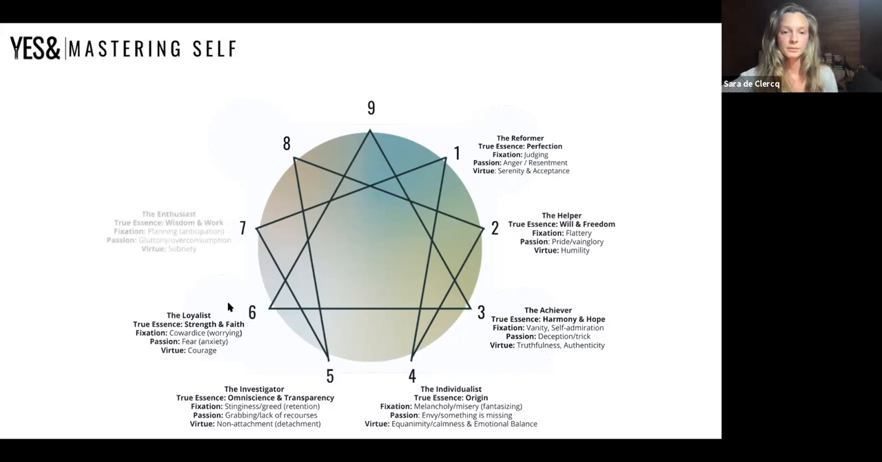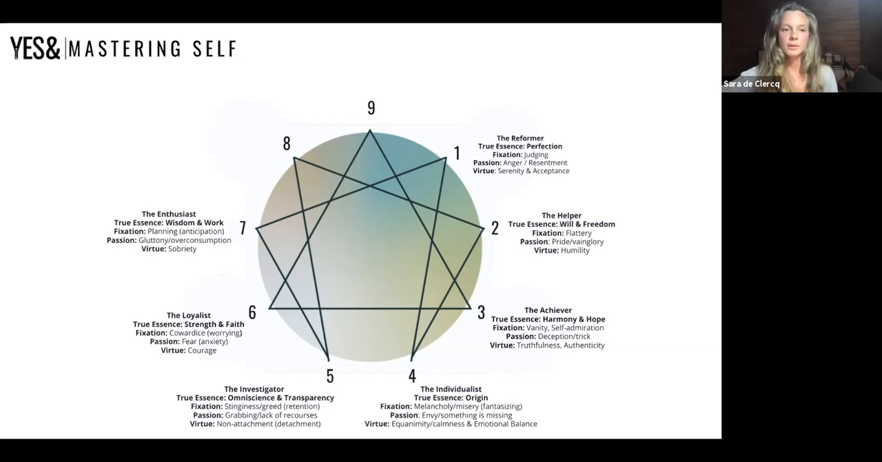Type 7, the enthusiast. The childhood message here: it's not okay to depend on anyone or anything. So the structure for the 7 gets created around, I'm not going to be dependent on anyone and anything. I'm going to do this myself. So the fixation here is around planning and anticipation. So they want to be ahead of time. They want to be ahead of everything. So it's very forward driven, a lot of future orientation for the type 7.